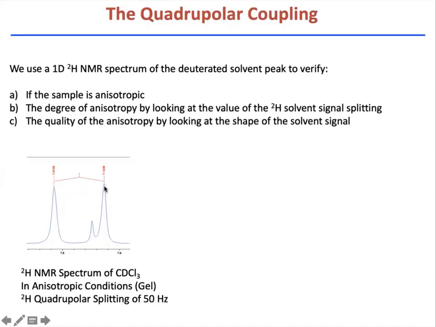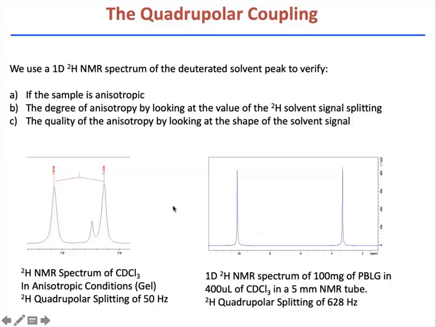And then you can see here the splitting of the signal inside the gel when the gel is compressed, and this one is outside the gel. Or if you make a lyotropic liquid crystalline solution of PBLG, here are 100 milligrams of PBLG in 400 microliters of chloroform in a 5 millimeter NMR tube, but the quadrupolar coupling of this is about 600 Hertz. So these ones are in the order of 10 to the negative 3. In degree on GDO, as I mentioned, these ones are in the order of 10 to the negative 4.